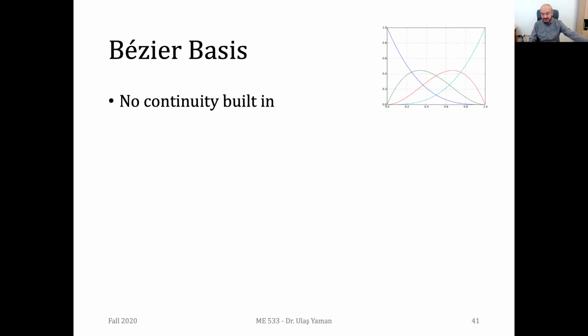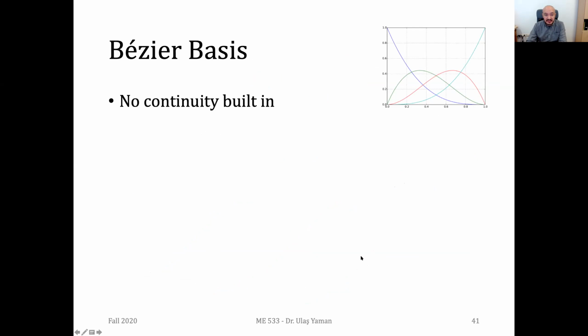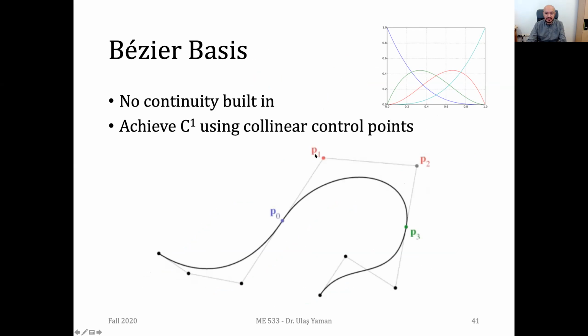But on the other hand, for the Bezier ones, we don't actually have built-in continuity in the basis functions. In Hermite, we have such continuous functions, but in Bezier, that's not valid. So we don't have inbuilt, let's say, C1 continuity. But how do we obtain C1 continuity? We try to have collinear control points. This is a bit tricky.